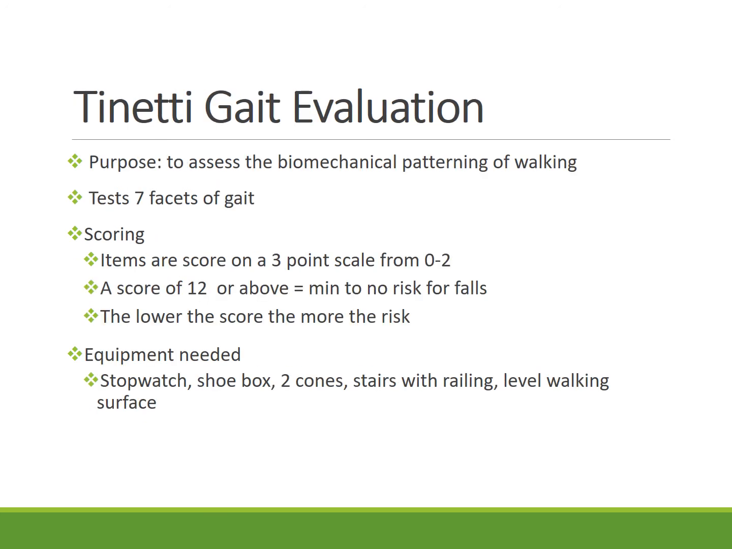Okay. And then finally, I think this might be our last one, the Tinetti Gait Evaluation. The purpose is to assess the biomechanical patterns of walking. It tests 7 facets of gait. Items are scored on a 3-point scale, 0 to 2. A score of 12 or above is minimum or no fall risk. The lower the score, the greater the risk. The equipment that you'll need for this are a stopwatch, shoebox, 2 cones, stairs with railing, and a level walking surface. So there's more information about all these tests. I know I went through them quickly. In your textbook, they also go over some other tests that I probably didn't mention here. So it's important that you read the chapter.